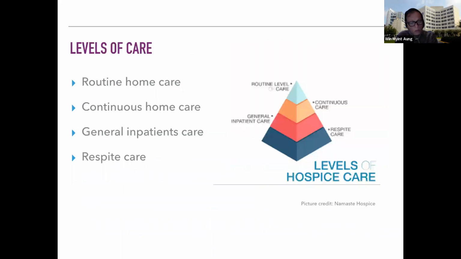Now, levels of palliative care: routine home care, general inpatient care, and respite care, so the caregiver doesn't get exhausted and break down. Hospice provides respite care.